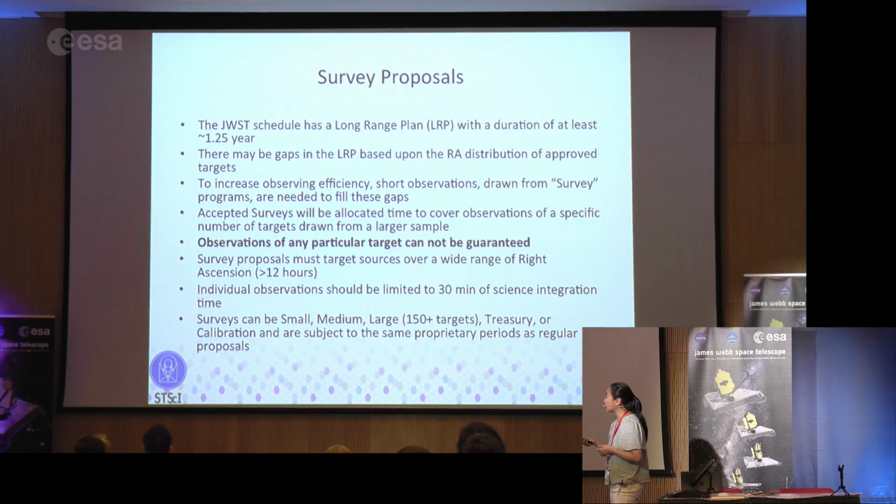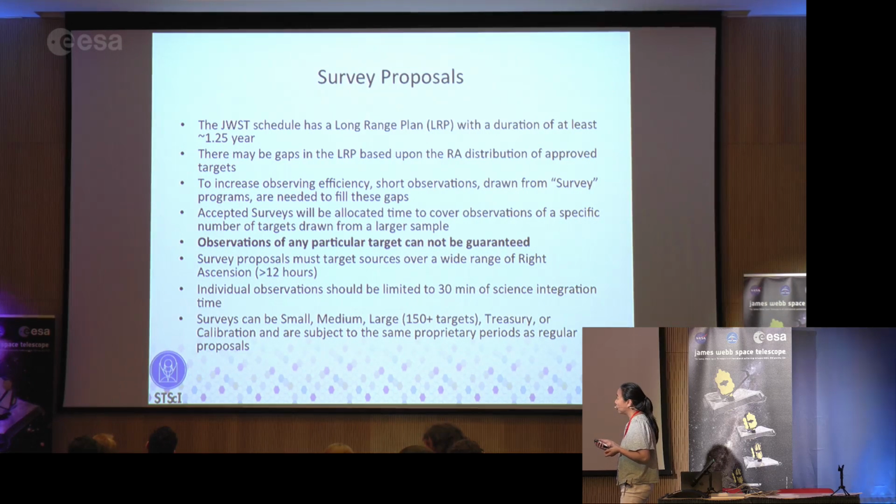And then I think this is the last slide, on survey proposals, which I think Jeff already sort of described. Just to quickly reiterate, the Operations Center has a long-range plan with a duration of about 1.25 years. There may be gaps based on the RA distribution of approved targets. So to increase observing efficiency, short-wavelength observations drawn from these survey programs can be used to fill the gaps. So there'll be allocated time to cover observations of a specific number of targets drawn from a larger sample. And just like with the MOS, observations of any particular target cannot be guaranteed. They ask that you select targets over a large range of right ascension, more than 12 hours, and that individual observations are limited to 30 minutes of science integration. And so these can be small, medium, large, treasury, calibration.